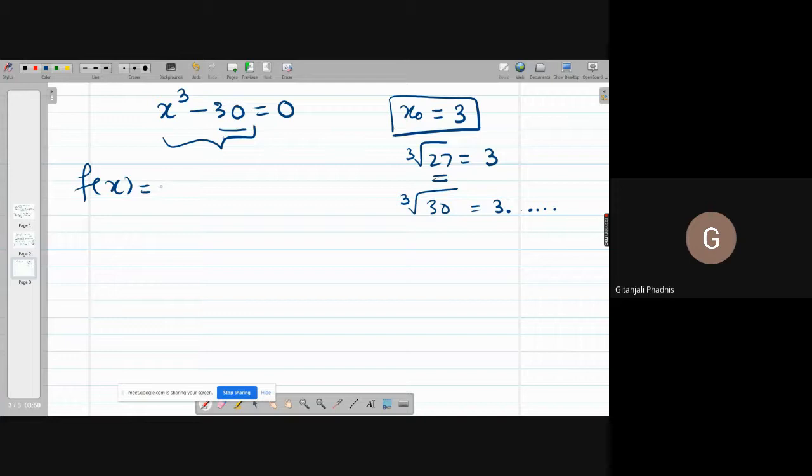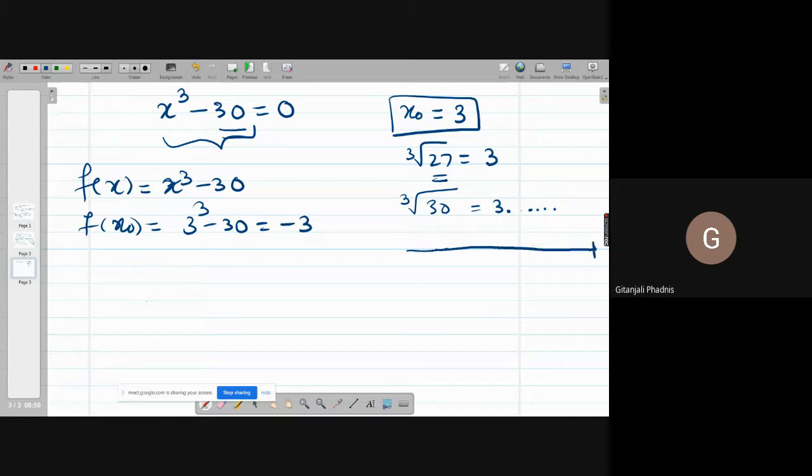It is not exactly 3. So f(x) is x cube minus 30. Now I am taking f(x naught). f(x naught) is how much? 3 cube minus 30. That is minus 3, right? Correct?